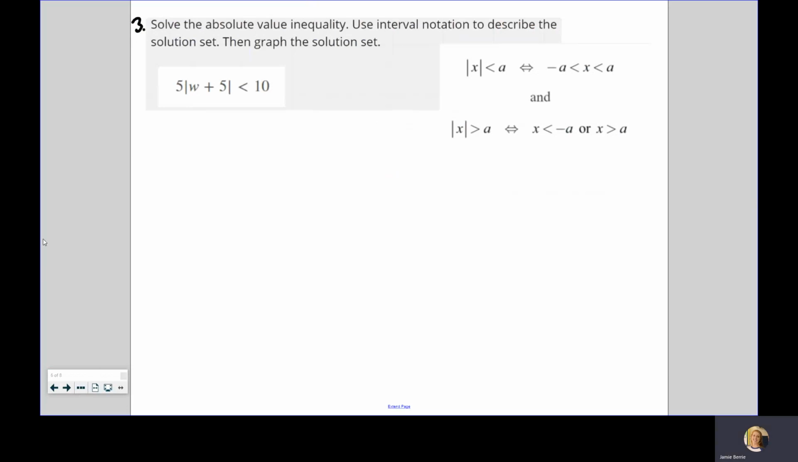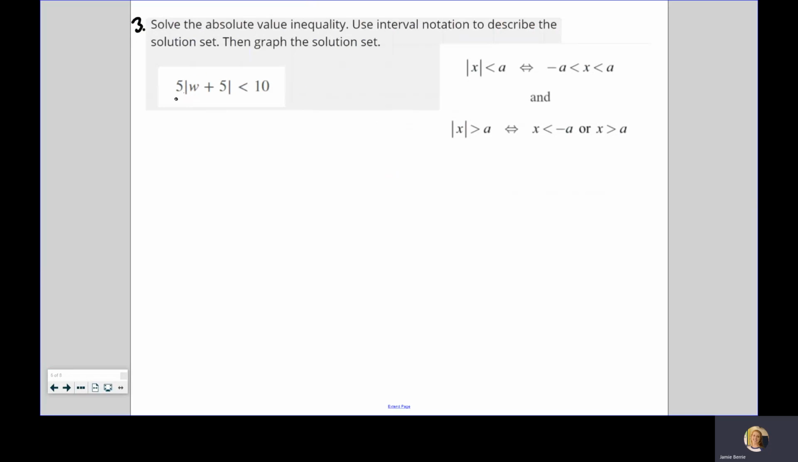All right, so directions here say solve the absolute value inequality, use interval notation to describe the solution set, then graph the solution set. All right, so we have 5 times the absolute value of w plus 5 is less than 10. All of these rules, you can see top and bottom, require you to have the absolute value by itself. So we need to move this 5 over before we do anything.